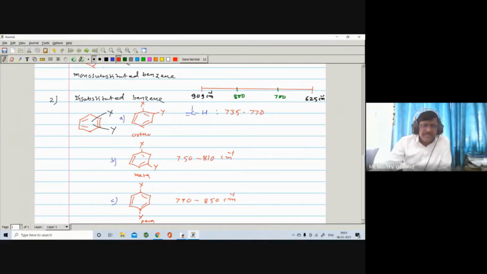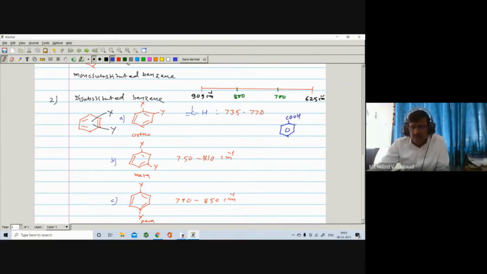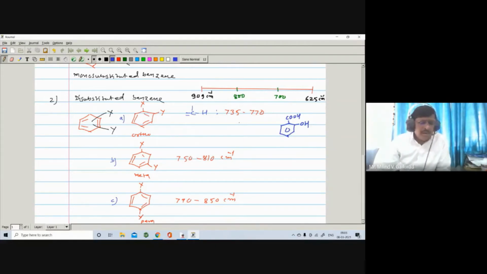Suppose there is such an example. For the ortho, we can take orthohydroxybenzoic acid, right? Orthohydroxybenzoic acid. There is a COOH and here is OH. So the X and Y are different, and you will see that it is a disubstituted ortho. Due to CH bending, you have one of the important bands between 735 to 770. Sometimes this range may differ from book to book, so just remember the range plus or minus 10 to 50.